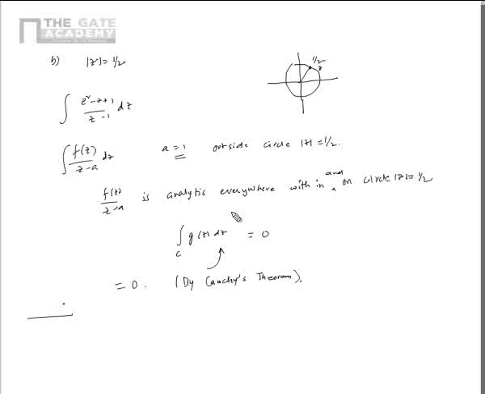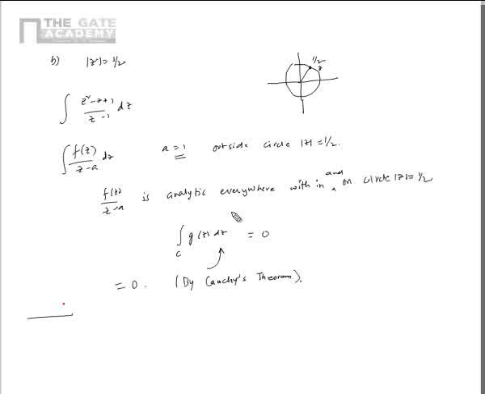And there is also an extension of Cauchy's theorem, which is Cauchy's integral formula. It says that the integral of f of z by z minus a dz is 2 pi i times f of a, where a is any point within or on the curve, right? Such that f of z by z minus a is not analytic at z equal to a. So that's the idea. Okay.